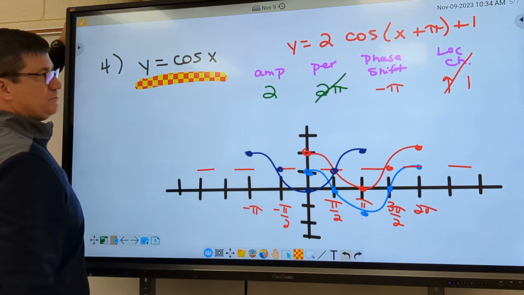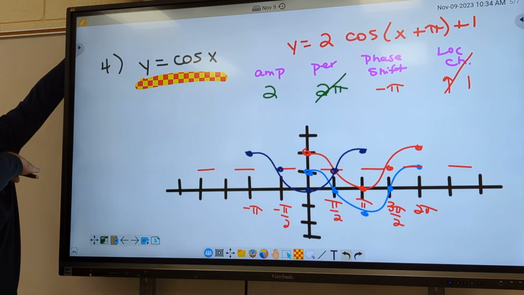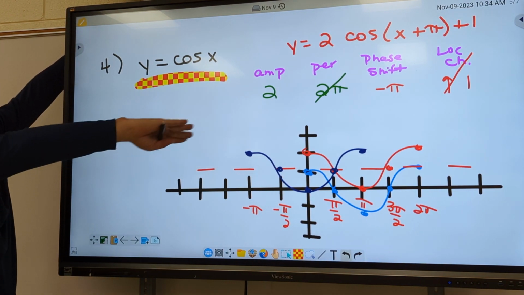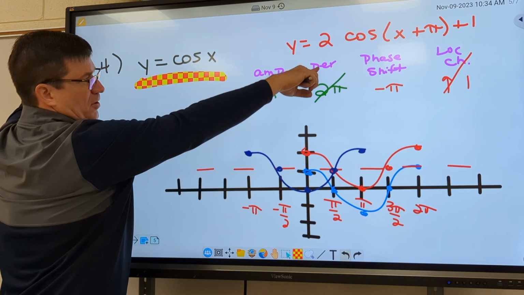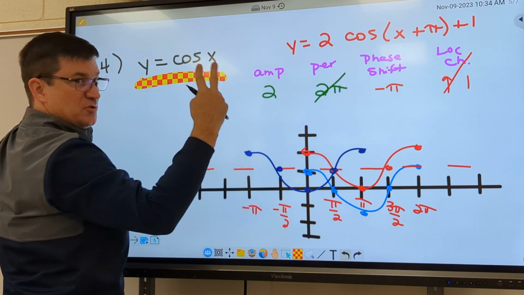So the phase shift is when you slide it. Shift it either right or left. On the last one, why did you have to squeeze it? Because on the last problem, Luke, our period changed from 4 spaces to 2 spaces.